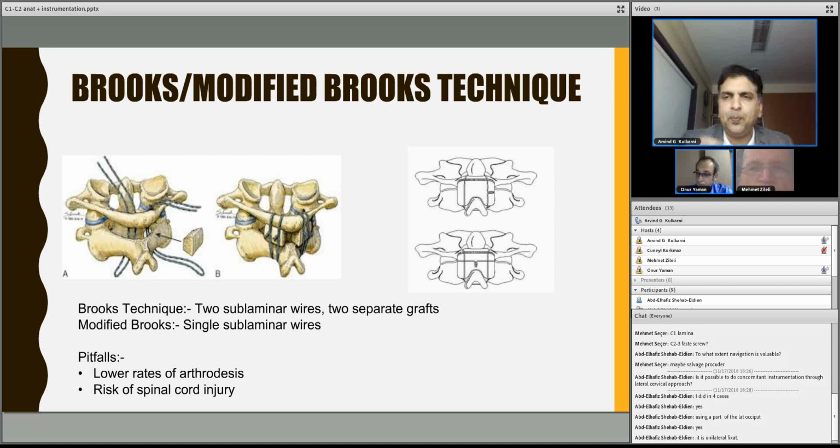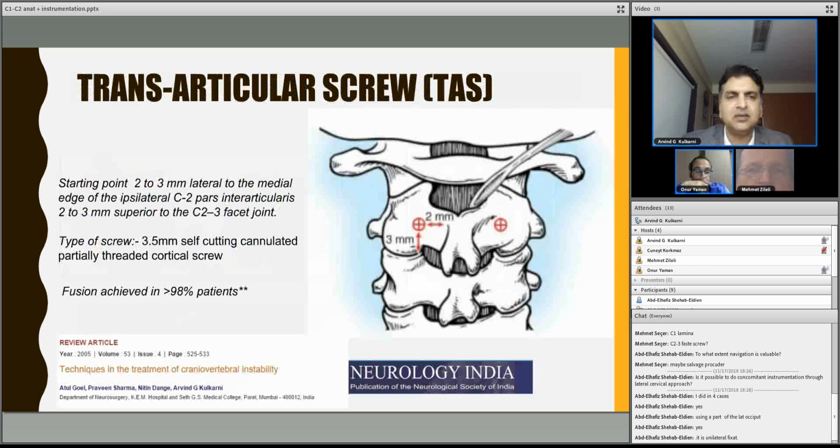And because you have to pass the wire through the C1 posterior arch and the C2 lamina, there is a risk of spinal cord injury in those situations where the canal is absolutely tight. Because of this, the surgeons were very concerned about these two issues: one is spinal cord injury because of the wire, and the other is implant failure as a result of pseudarthrosis. That is when Magerl came with this landmark transarticular screw fixation.